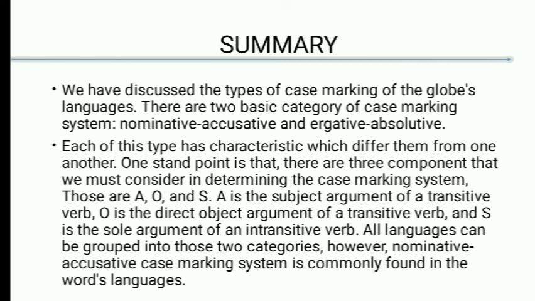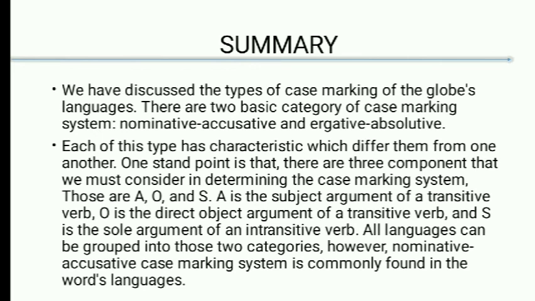Summary. So, we have discussed the types of case marking of the world's languages. There are two basic categories of case marking system: nominative accusative and ergative absolutive. Each of these types has characteristics which differ them from one another. One standpoint is that there are three components that we must consider in determining the case marking system. Those are A, O, and S.